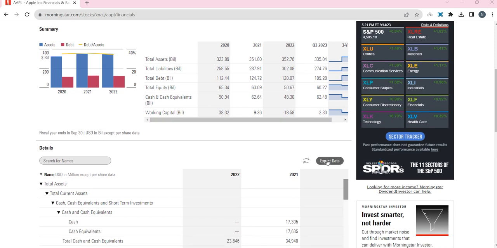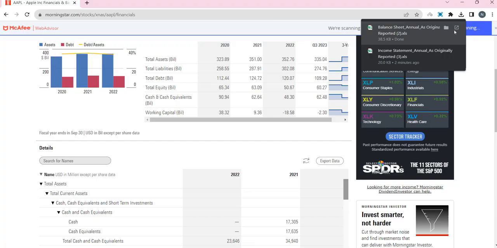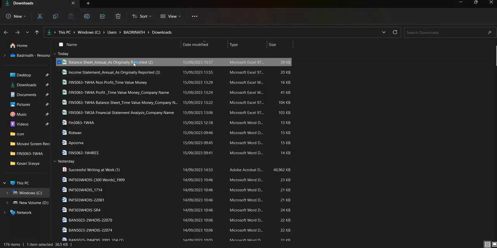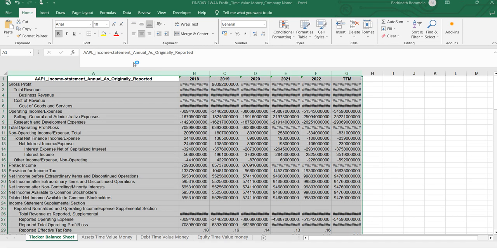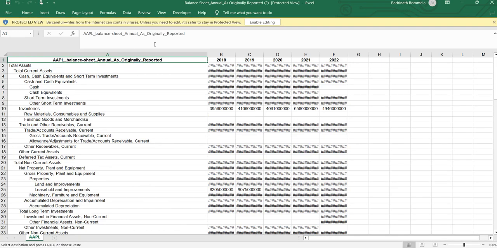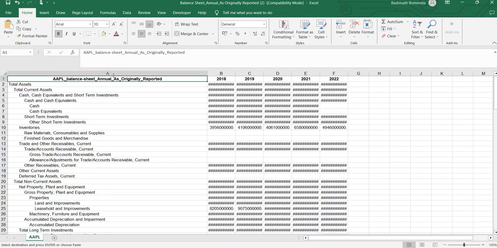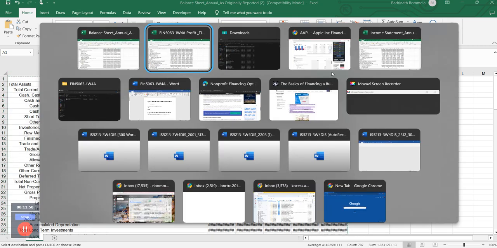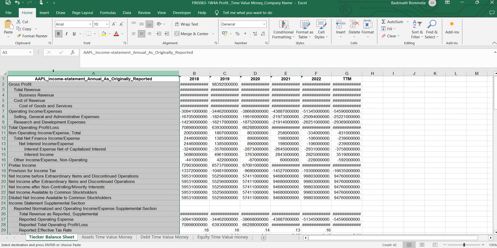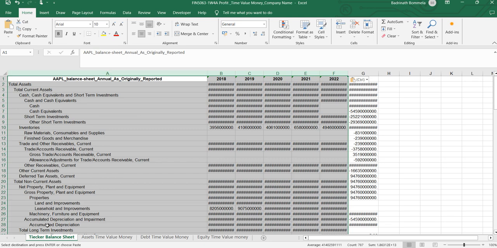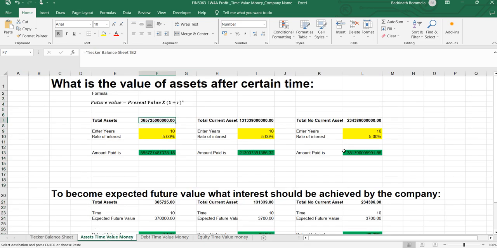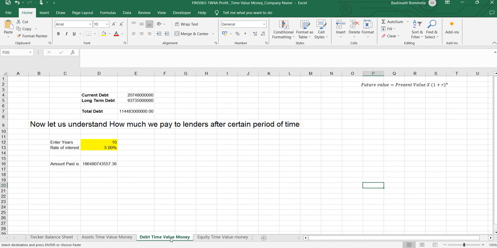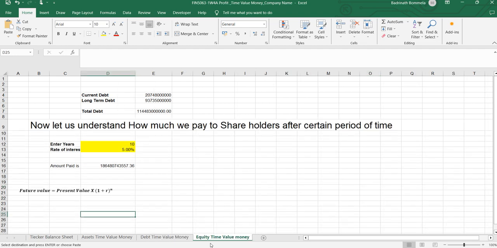I have to take the balance sheet. So this is the balance sheet. Now I copy it and paste it. So it automatically does that. Now I can see the asset value, I can see the debt value, and I can see the equity value. All the values are generated.